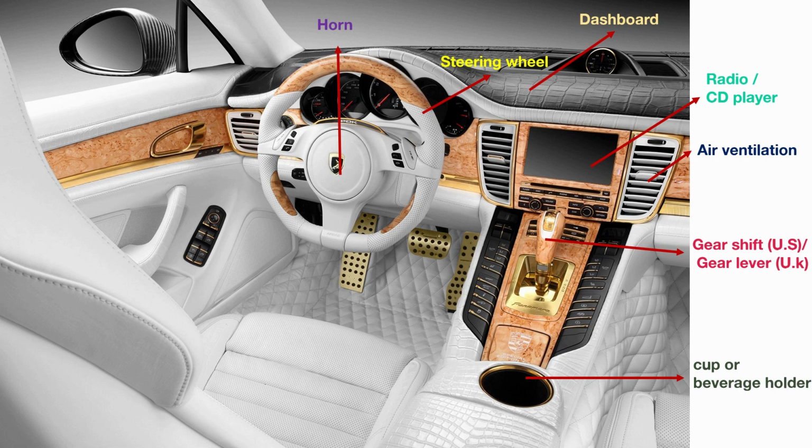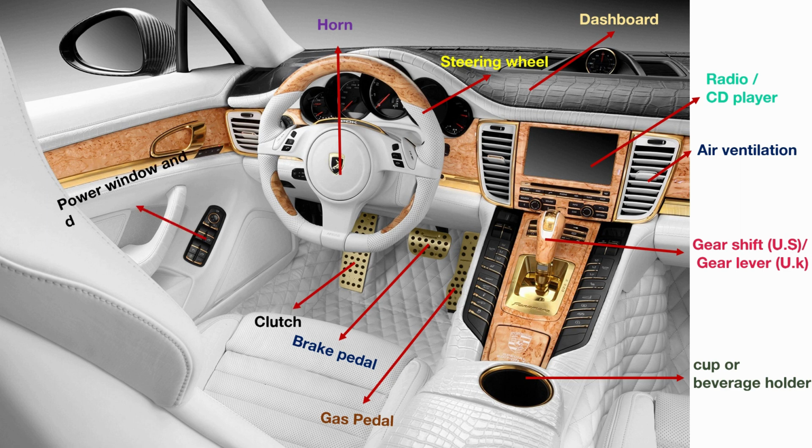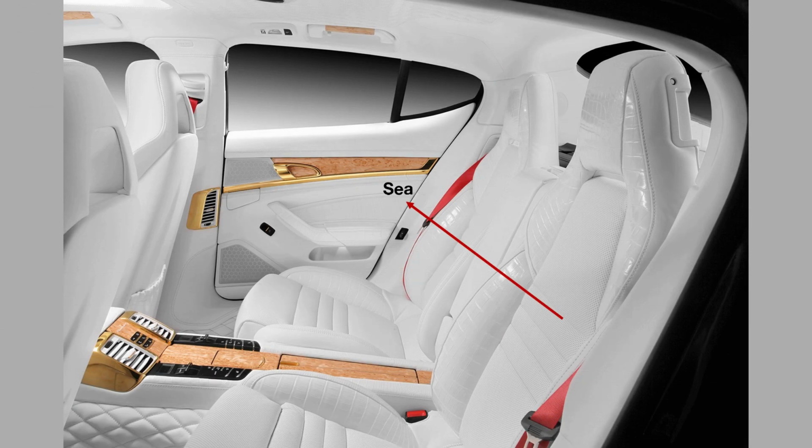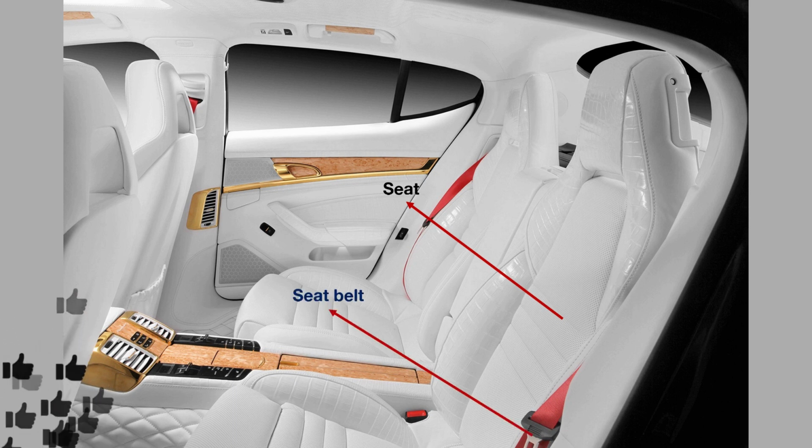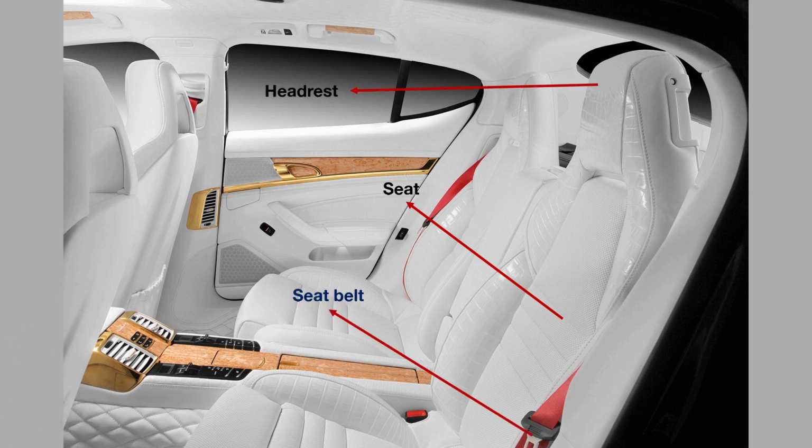Cup or beverage holder, gas pedal, brake pedal, clutch, power window and door lock controls, door handle, seat, seat belt, headrest.